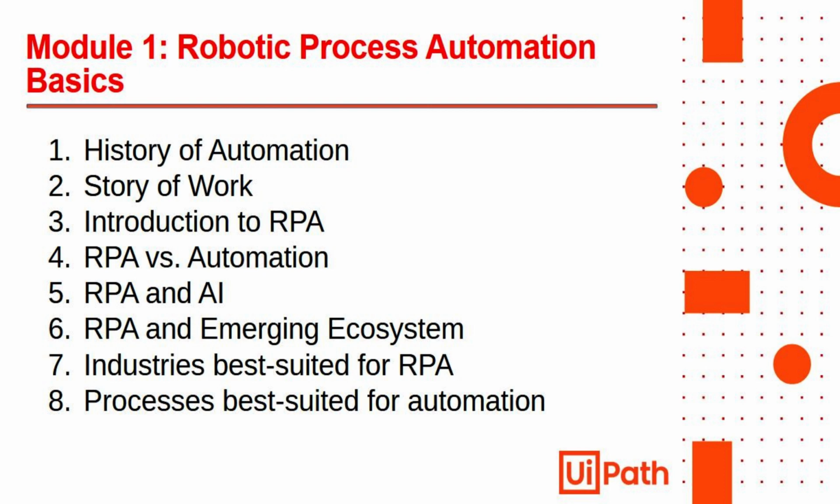Module 1, Robotic Process Automation Basics, covers the following topics. 1. History of automation. 2. Story of work. 3. Introduction to RPA. 4. RPA versus automation. 5. RPA and AI. 6. RPA and emerging ecosystem. 7. Industries best suited for RPA. 8. Processes best suited for automation.